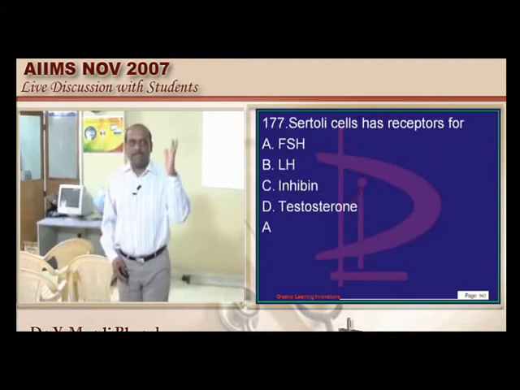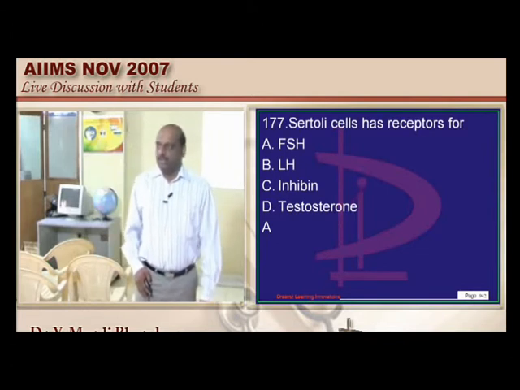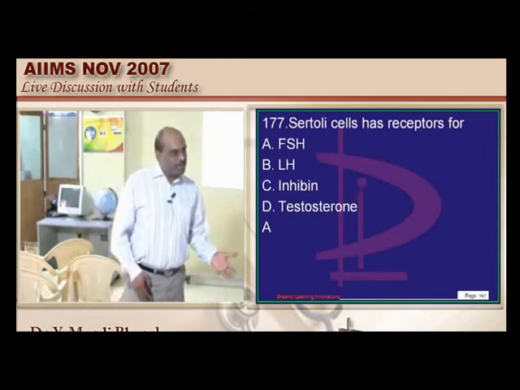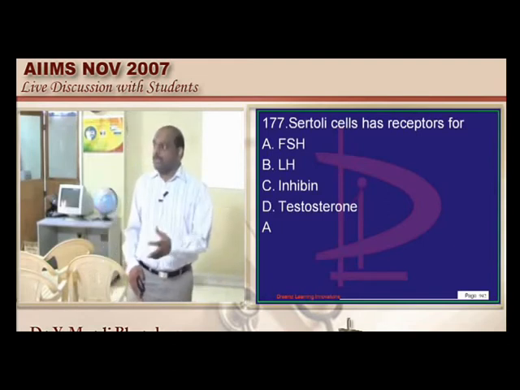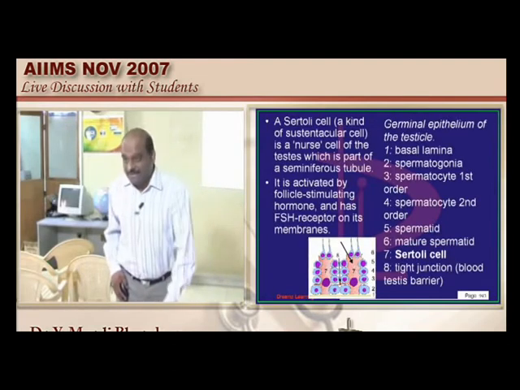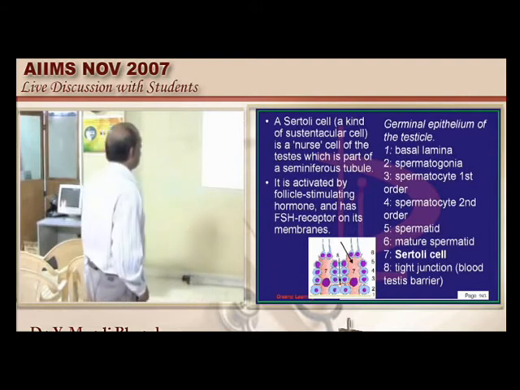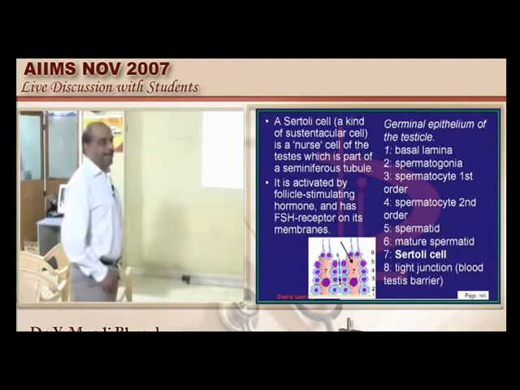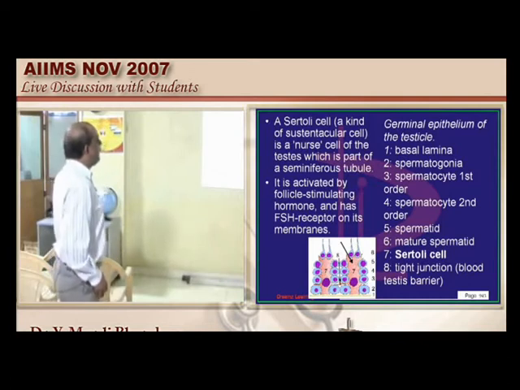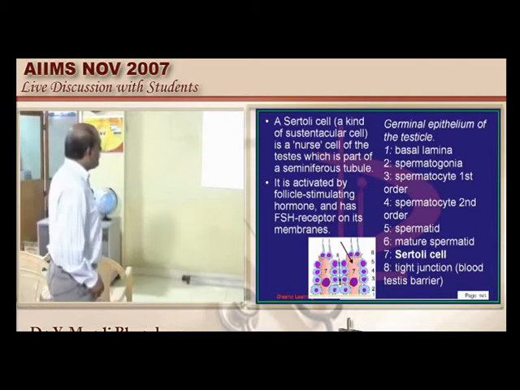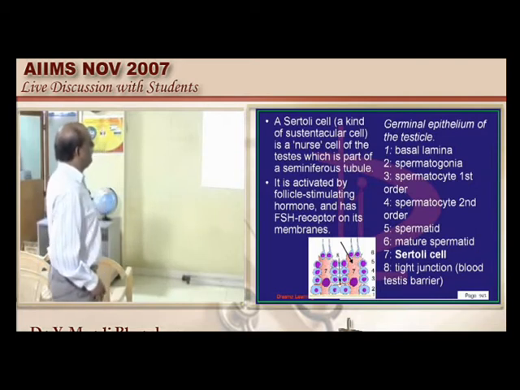Sertoli cells have receptors for what? Do Sertoli cells do anything? Do they produce any hormone? Basically, Sertoli cells are also called the nursing cells, mother cells in the testis. What is the role played by them? Typically, Sertoli cells are activated by follicle stimulating hormone, and they have an FSH receptor which is present on their membrane.